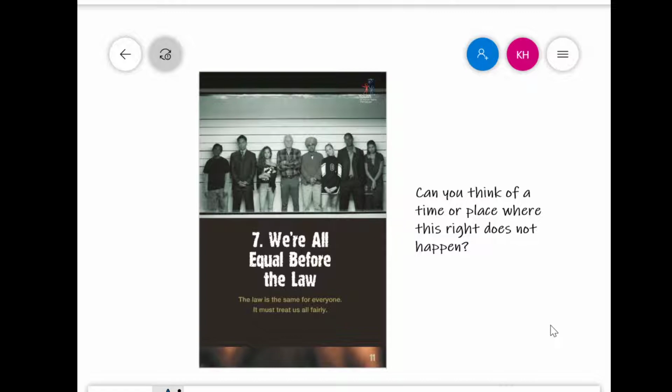Number 7, we are all equal before the law. The law is the same for everyone. It must treat us all fairly. Okay? So no matter who you are, where you're from, what your sexual orientation is, your religion, your culture, your language, you are all to be treated equal by the law. Okay? Can you think of a time or a place, a society today where this does not happen, where this gets violated? Pause video now.